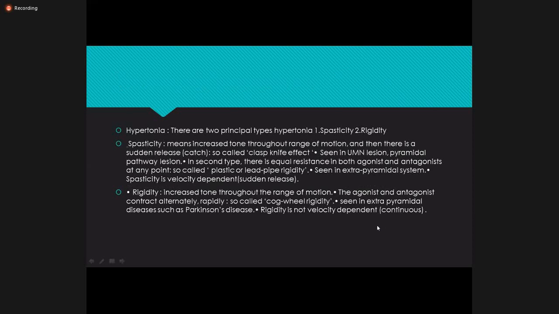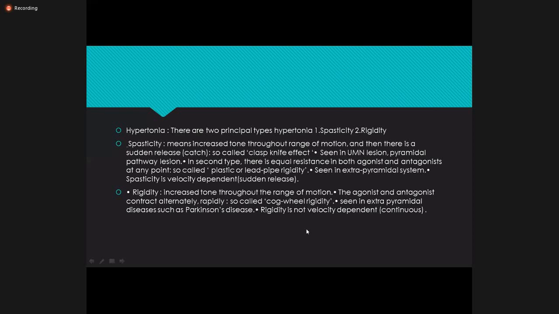So this is how we assess the tone of the muscles. Okay. Now there are two types of hypertonia, means one is spasticity, other one is called rigidity. If you can recall your motor system examination, one is called clasp knife spasticity, one is called lead pipe, and other is called cogwheel rigidity, right? So the clasp knife is the one, means you open the knife and it opens up, right? Means in the start of the movement, you feel much resistance.